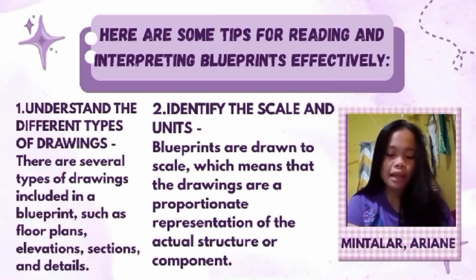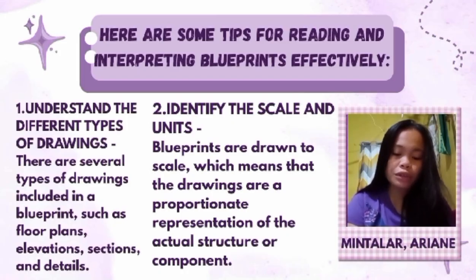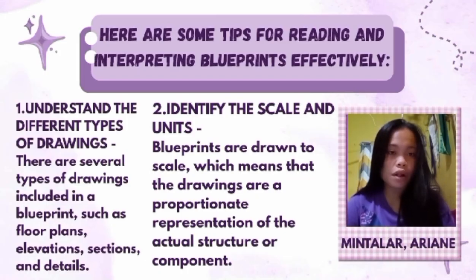Blueprints are drawn to scale, which means the drawings are a proportionate representation of the actual structural component. So blueprints are drawn to scale, meaning everything drawn is smaller but proportional to the real structure. For example, if the scale is 1:100, it means 1 unit on the drawing equals 100 units in real life. This helps to make sure you understand the actual length, height, distance, and components.